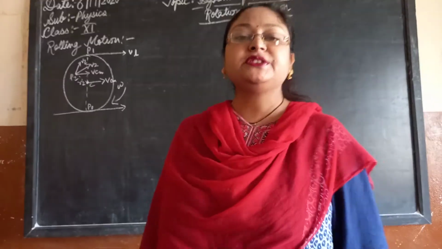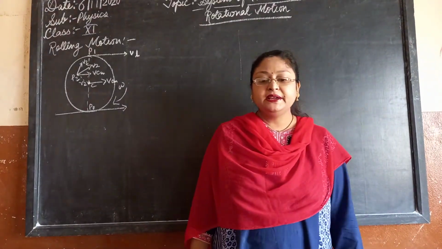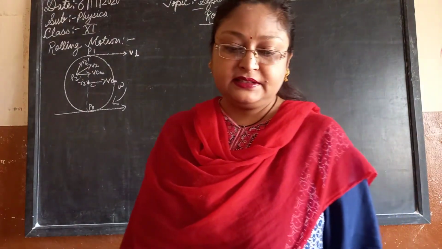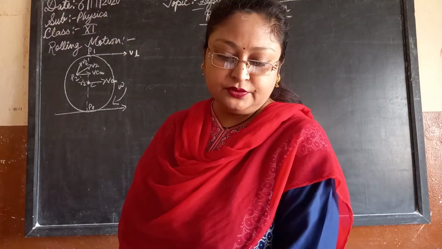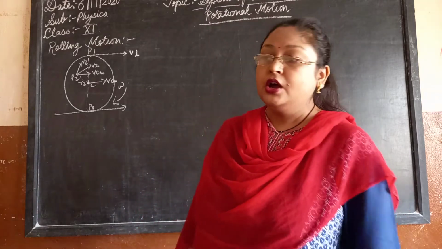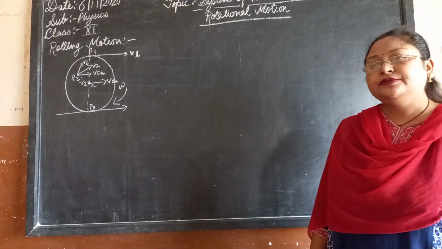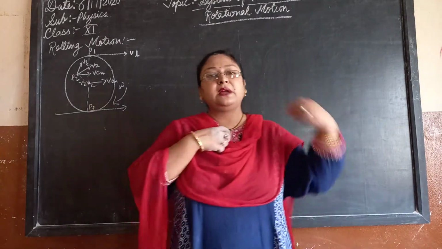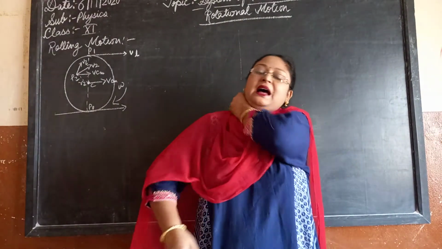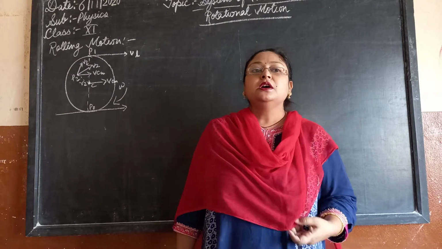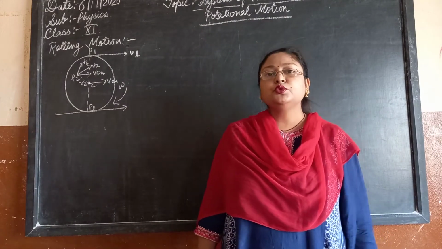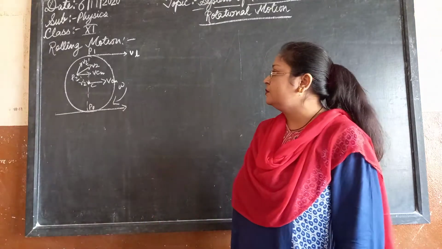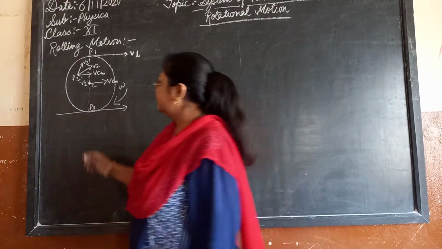Today we are going to start rolling motion of class 11th physics, system of particles and rotational motion. What is called rolling motion? Rolling motion means it's a kind of a roller which is rolling about the center of mass. We have two types of motion, that is translational motion along with rotational motion itself.